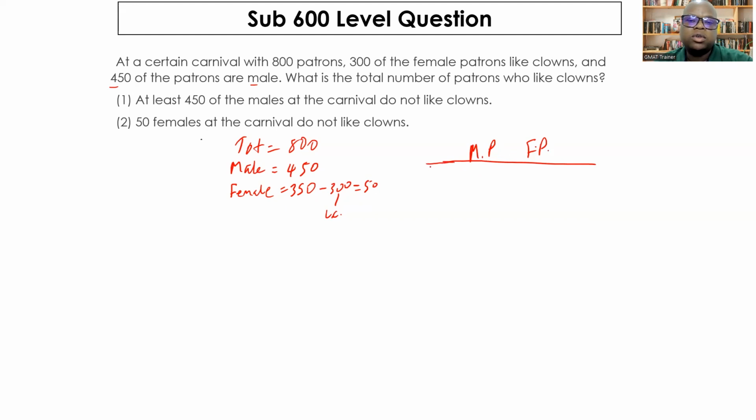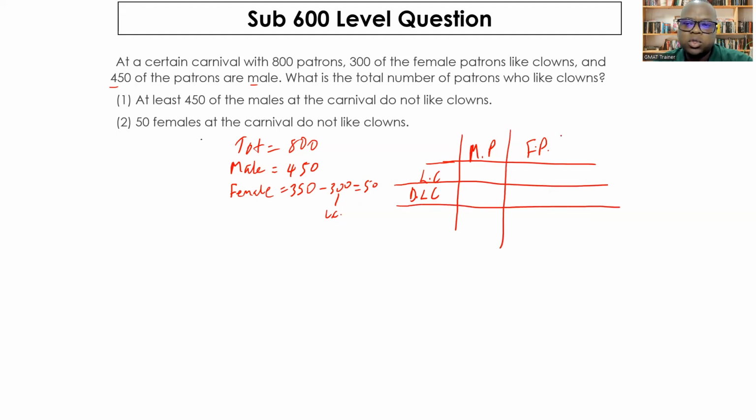Along the rows, you can now have those who like clowns, then those who don't like clowns, so the DLC, let's call it so, don't like clowns just for illustration purposes. Then along the column, we'll have the number of male patrons and female patrons, and this cell right here is the total number of patrons that we have, which is 800.